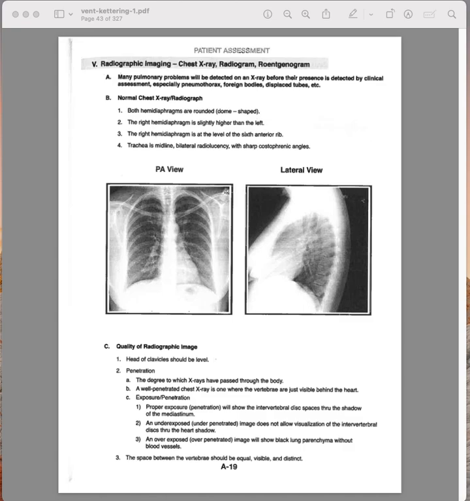An underexposed, underpenetrated image does not allow visualization of the intervertebral disc through the heart shadow. An overexposed, overpenetrated image will show black lung parenchyma without blood vessels. 3. The space between the vertebrae should be equal, visible, and distinct.